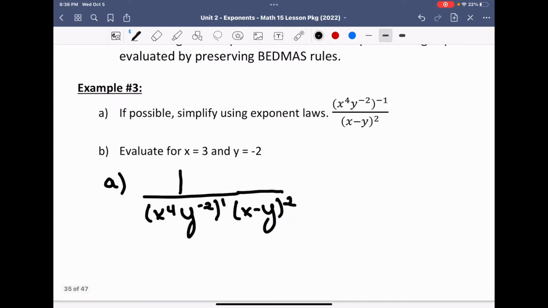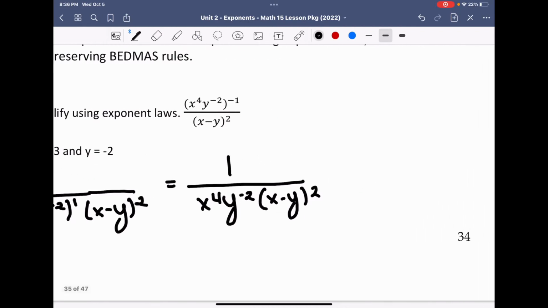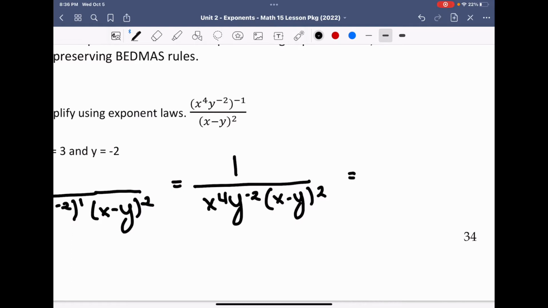Now, I would realize that anything to the power of 1 is just itself, so my actual expression is going to become x to the 4, y to the negative 2, and then x minus y squared. But remember, we want to write everything in terms of positive exponents. So I'm going to say this is equal to, and I'm going to move this y to the negative 2 up to the numerator instead. So I have y to the power of positive 2 over x to the 4 times x minus y squared.